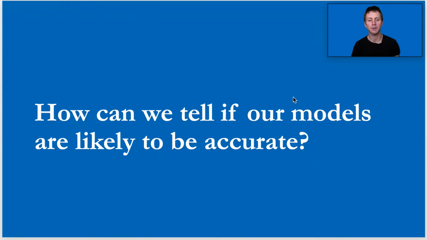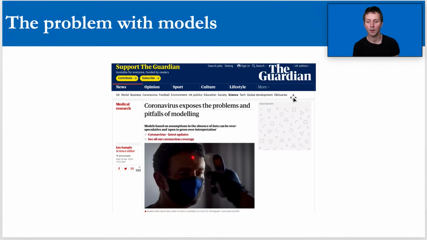Okay, so just to finish up, I'm going to talk about how we can tell if models are likely to be accurate. So all of the assumptions that underlie things like R0 and the models in general need data to back them up, right? If we make an assumption about the spread rate of the disease, that has to be based on some sort of data. And at the moment, the data that we have isn't great. So the models are having to, at least to some degree, operate on guesswork.